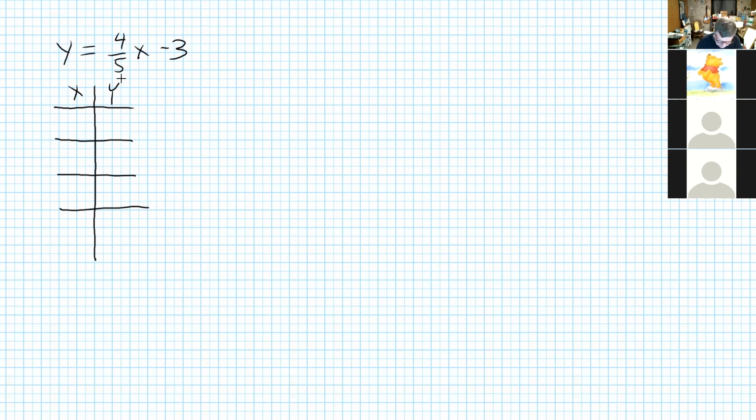So how about y equals 4/5 x minus 3. Okay, this time I'm going to write it in a table format instead of ordered pairs. Remember we looked at that, how it's just a different way of writing ordered pairs. And tell you what, let's use 0 and -5 and +5 for x values, okay? And now we're going to draw a graph.